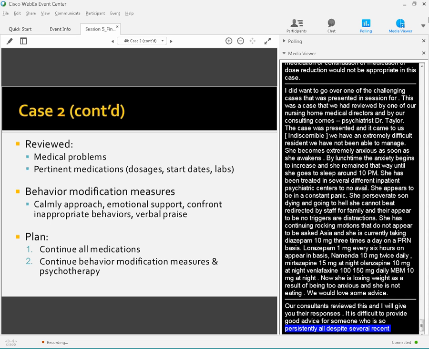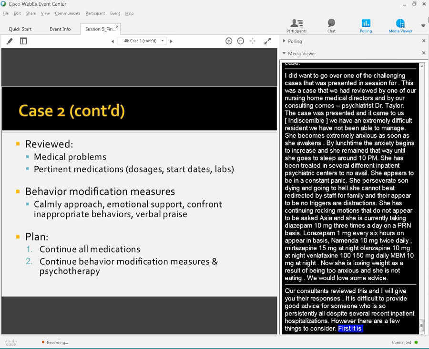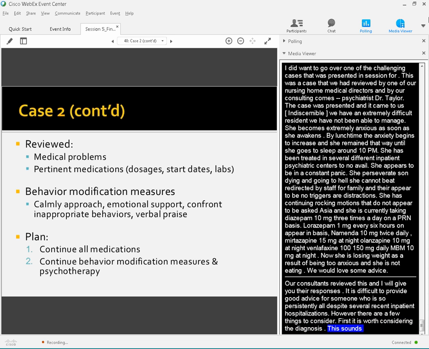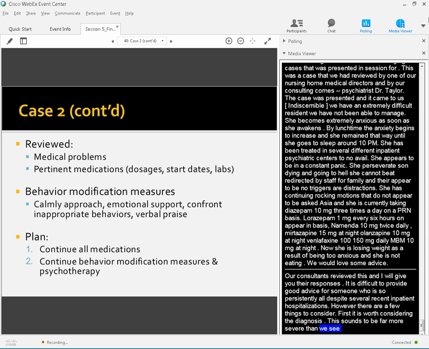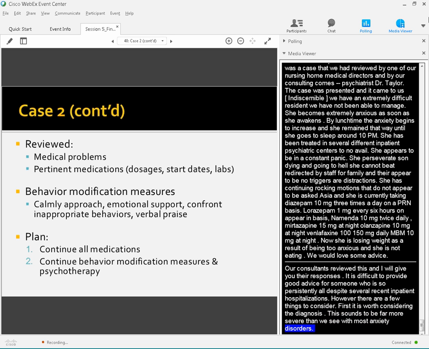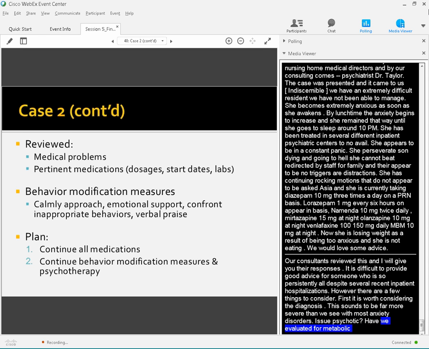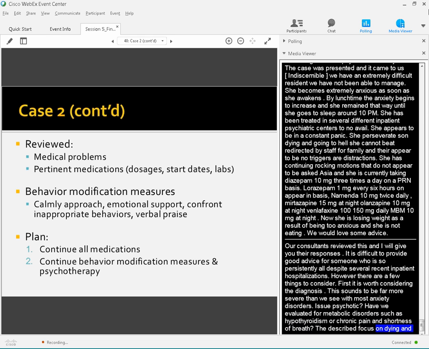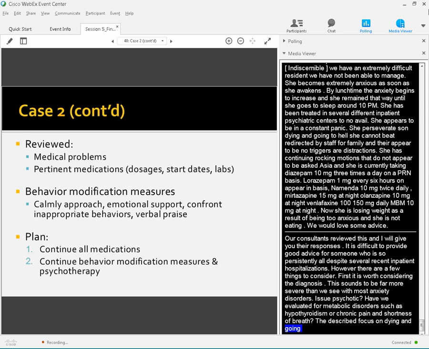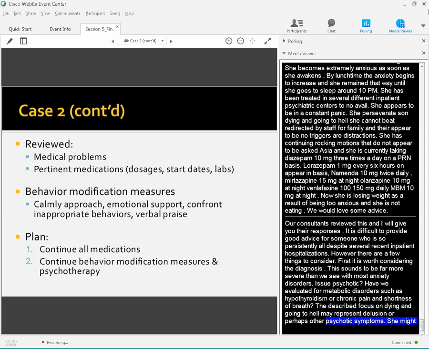This tends to be far more severe than we see with most anxiety disorders. Is she psychotic? Have we evaluated for metabolic disorders such as hypothyroidism, or chronic pain and shortness of breath? The described focus on dying and going to hell may represent underlying delusions or perhaps other psychotic symptoms. She might respond to spiritual care or even be more appropriate for hospice or palliative care. The anxiety might be secondary to the underlying paranoia or delusion.